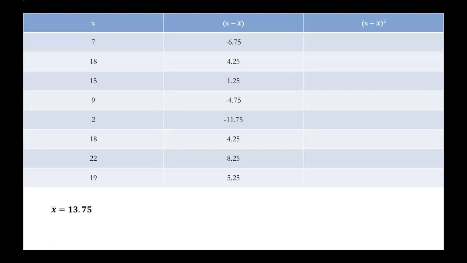So negative 0.675 squared, 4.25 squared. We keep going down the list and we will end up with these amounts. And you'll notice there are no negatives, because when you square a positive, or when you square a negative number, you end up with a positive, right? So if you end up with any negatives here in your third list, you'll need to take a step back and figure out what happened.